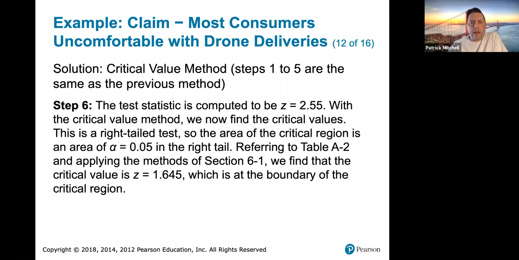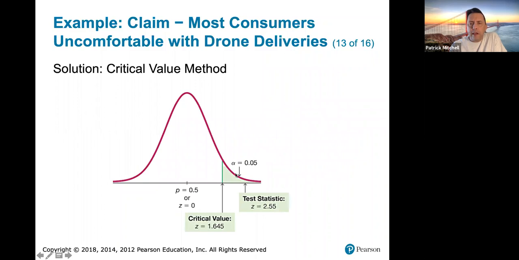This is a right-tailed test. So the area of the critical region is an area of 0.05 in the right tail. Referring to table A2, we find that the critical value is z equals 1.645, which is at the boundary of the critical region, as you see here.